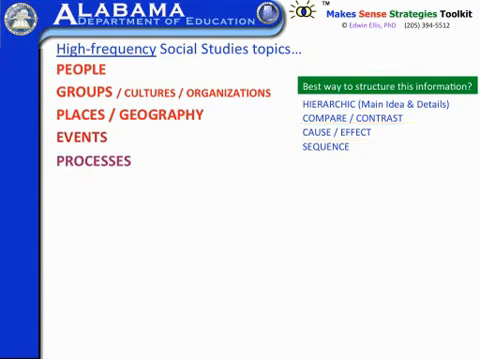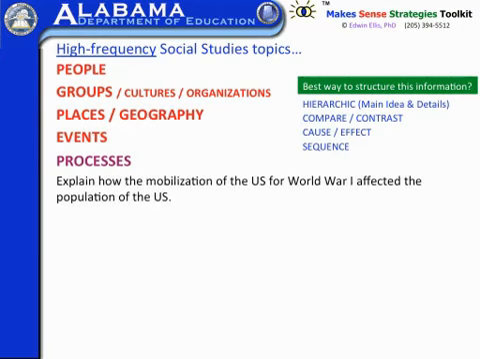Another major high-frequency topic are processes. So for example, explain how the mobilization of the U.S. for World War I affected the population of the U.S. So mobilization is a process that we're addressing, but the kind of structure that we might use to depict it might be sequence. Could also be cause and effect.